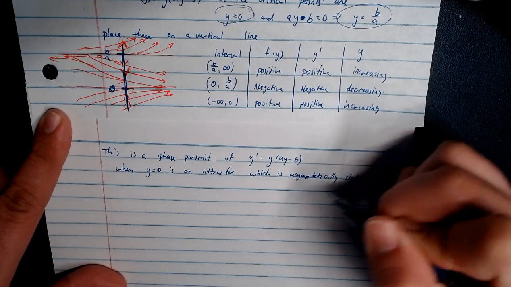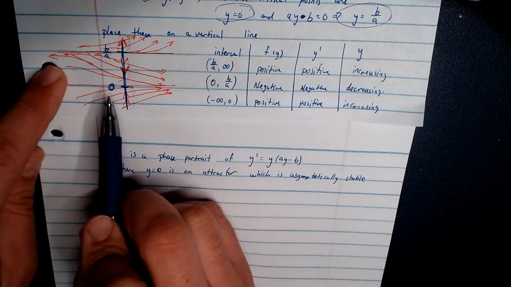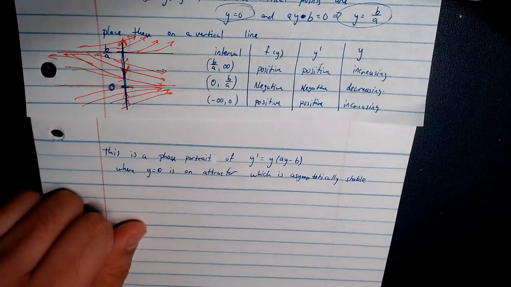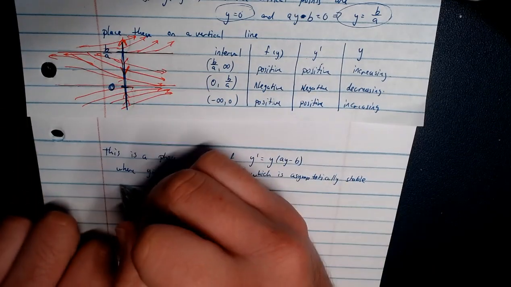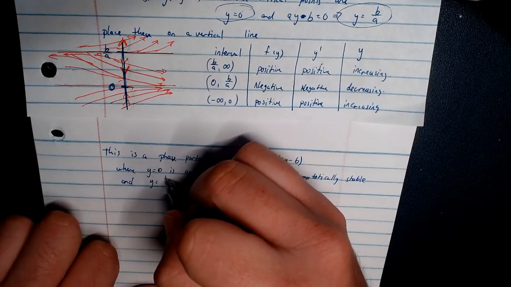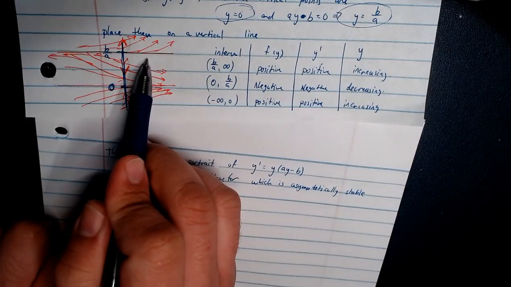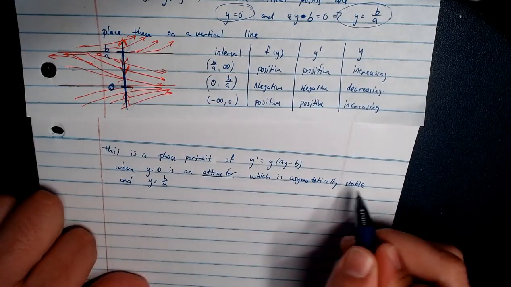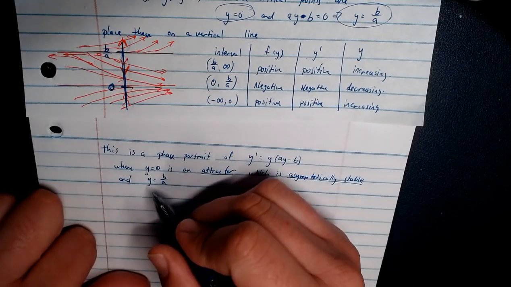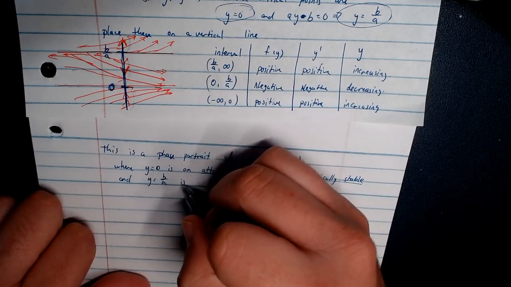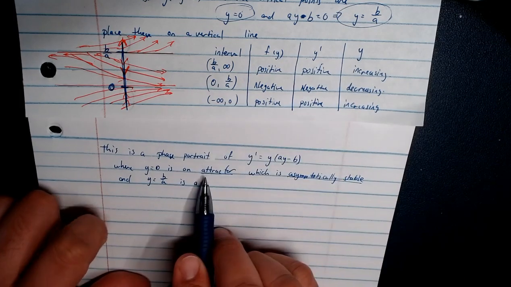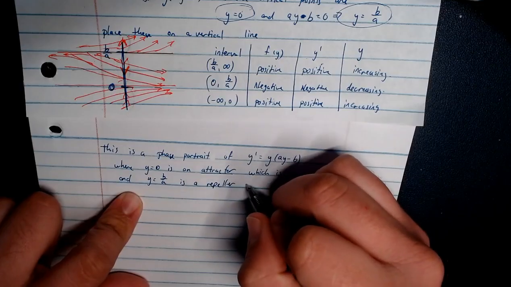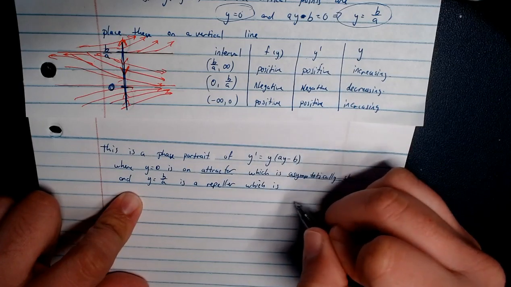What do we mean by asymptotically stable? You mean as we move toward the right, everything is going toward it in the same direction from both sides. And y equals b over a, this other asymptote up here, everything's moving away from it. This one is an attractor, which is asymptotically stable. Here we have something that's asymptotically unstable. Or let me do it in the same order. This is a repeller, which is asymptotically unstable.